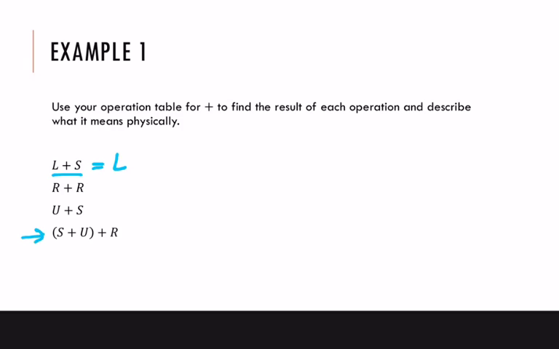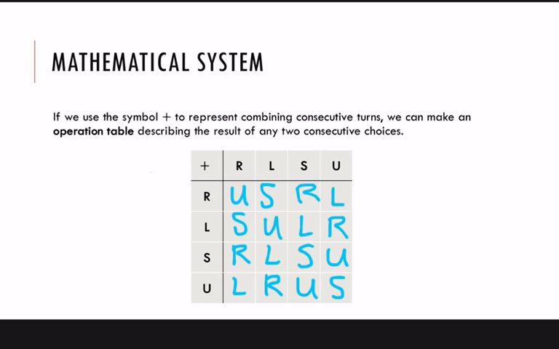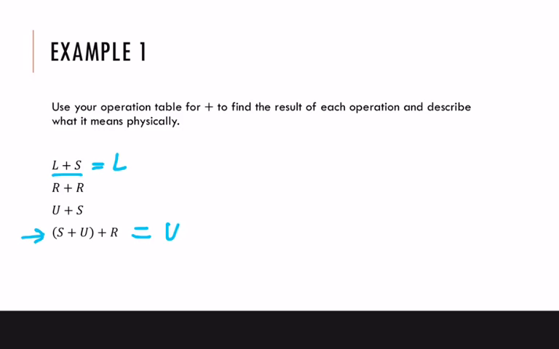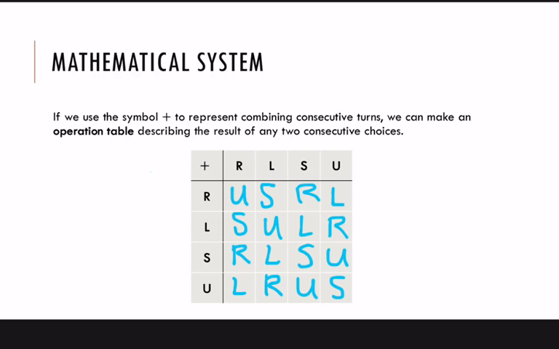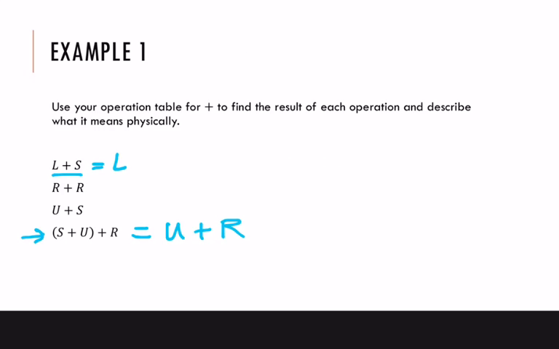Here's an example with 3 elements being added. We do have an order of operations that applies, so we would do the parentheses first. Straight plus U is a U-turn. And then a U-turn plus a right turn, U plus R, is L.